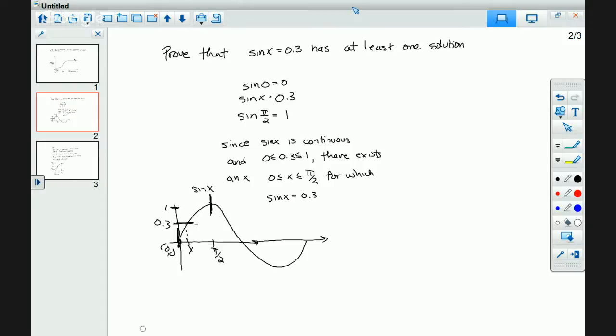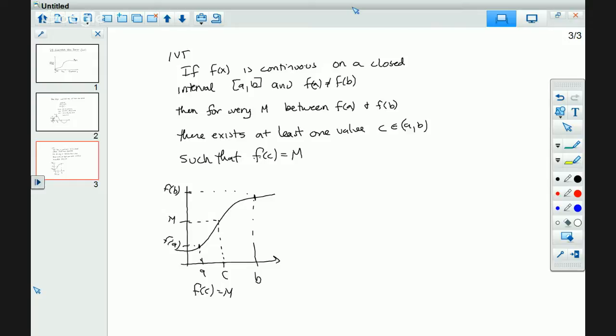Will we ever have to find the value in our homework? If you're applying the intermediate value theorem as a concept, probably not. Okay. Now, we will use this in derivatives to find values. So, as a theorem, we're using it in this manner.